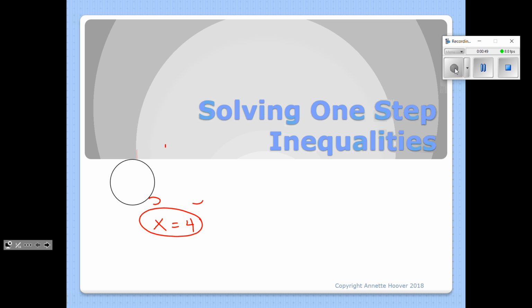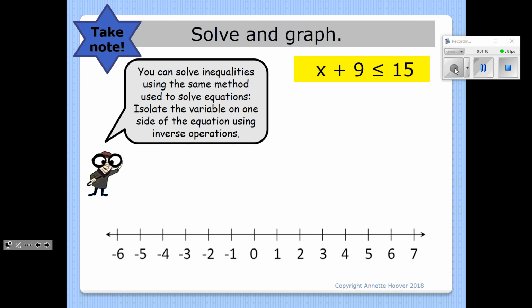When it's inequalities, we do not use an equal sign. We use a greater than or less than or greater than or equal to or less than or equal to sign. That means that the solution is not just one answer, but it's a range of answers, a range of numbers. And so we're going to be looking at how to solve those. So it works just like a one-step equation, but you have to interpret the answer differently.